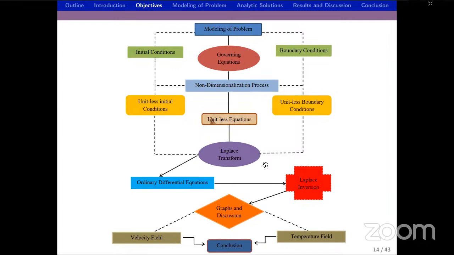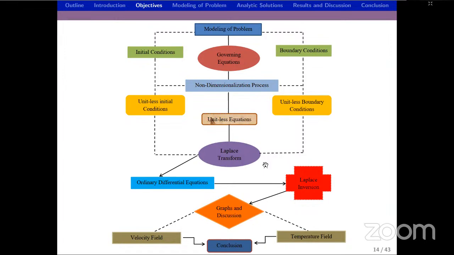By using Laplace transform method, I will convert my PDE into ODE. And after solving this ODE, I will use the Laplace inversion to find their solution in the real domain. And finally, I will discuss graphs for velocity field and temperature field.